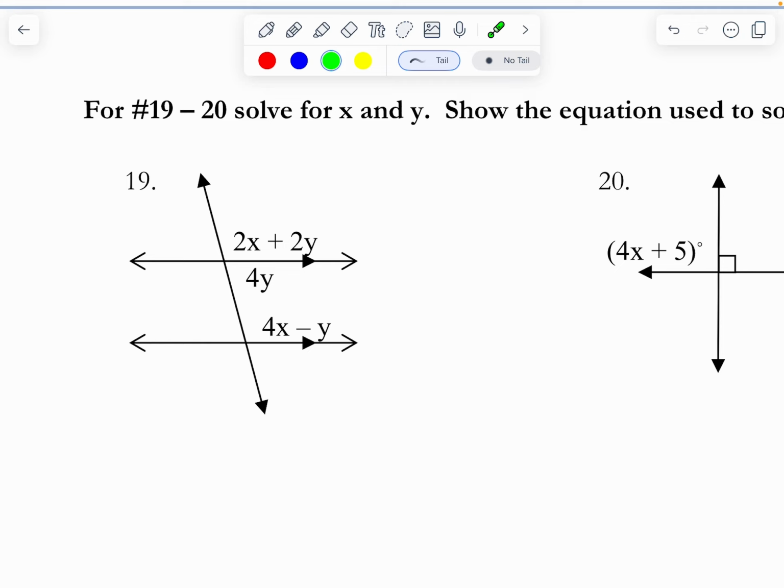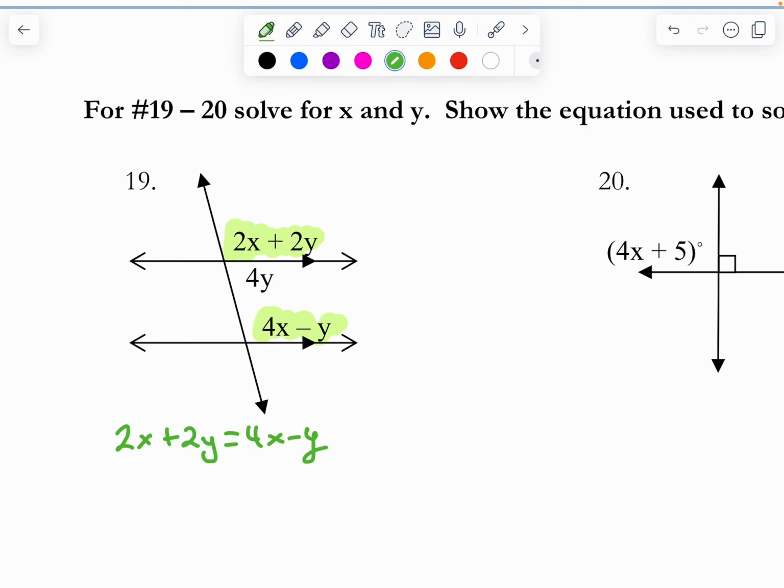So let's just start off by writing one equation. I noticed that I've got these two here, and I'm going to go ahead and highlight those in green. These are corresponding angles. So the first equation we're going to write, since corresponding angles are congruent, is that 2x plus 2y is equal to 4x minus y, right? That's our first equation. Yes, we could probably start moving things around. We can solve for x, we can solve for y. But I'm just going to leave this alone for now.